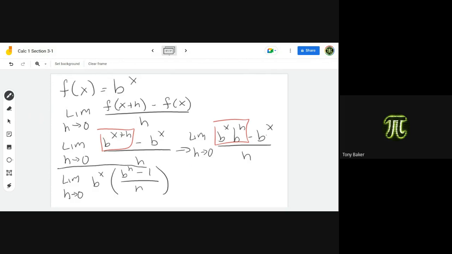Oh, it's not. The h was from the top. Does the limit affect that at all? Is there an h in it? No, in the b to the x. No. So I can take that out because the limit doesn't impact it. So I'm just looking at the limit as h goes to 0 of b to the h minus 1 over h.